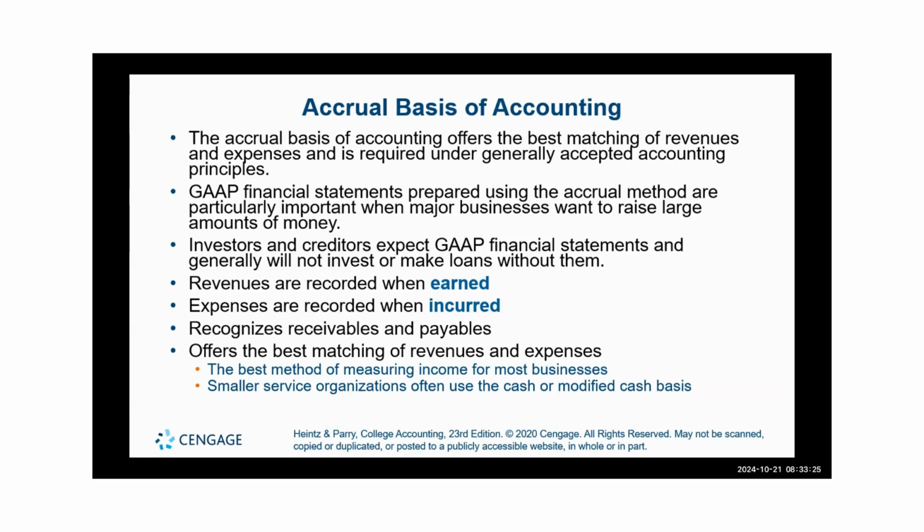Now, in this one, revenues are recorded when we earn them. Expenses are recorded when they are incurred. That's what we've seen over and over here. It also has receivables and payables, right? People who are going to pay me and people who I still need to pay. It's the best matching of revenues and expenses.